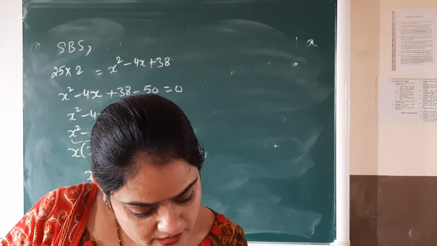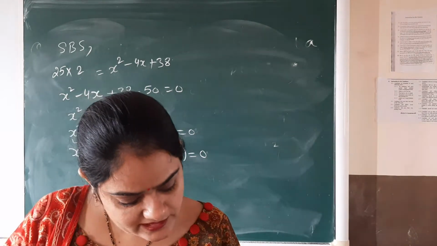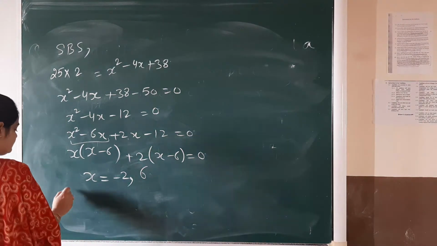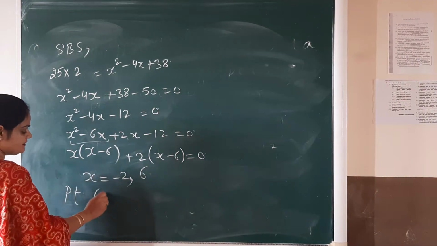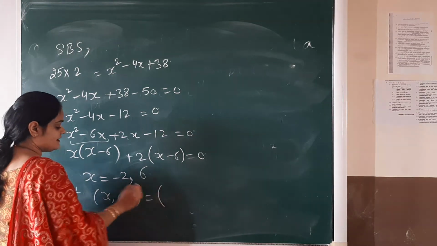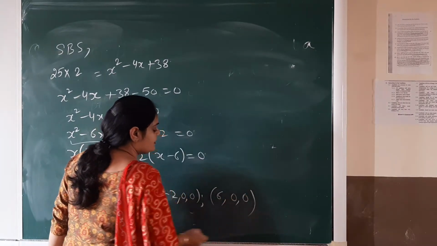We need to find the point on the x-axis. So we need to calculate the point on the x-axis. The point is x comma 0. So what is x? First x is -2. So -2 comma 0 comma 0, and another point is 6 comma 0 comma 0.